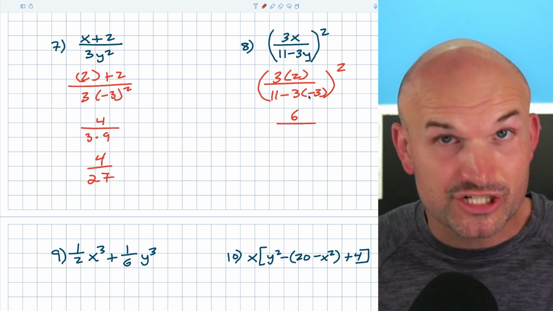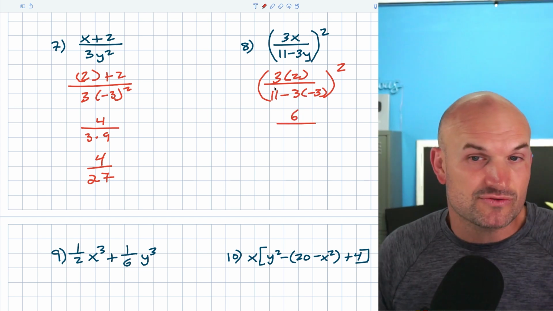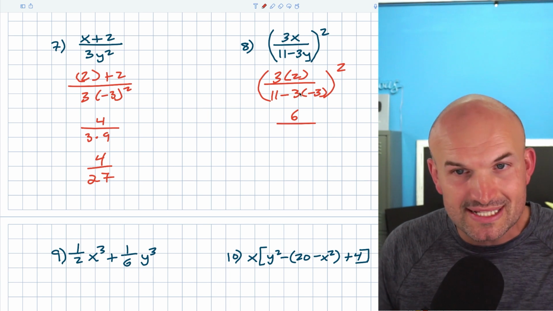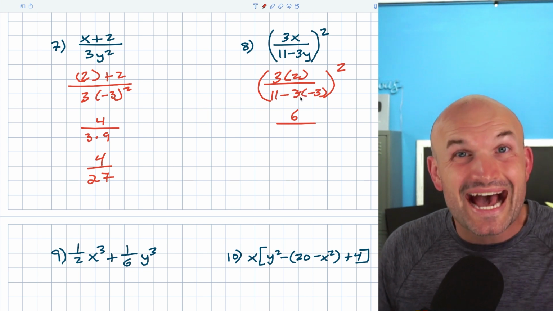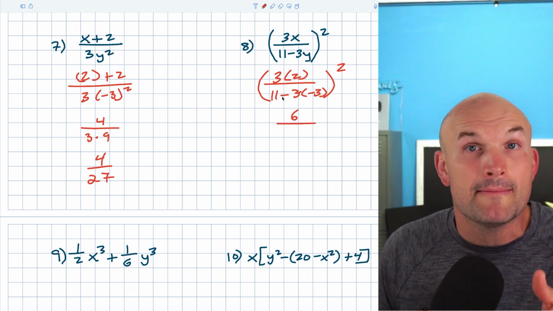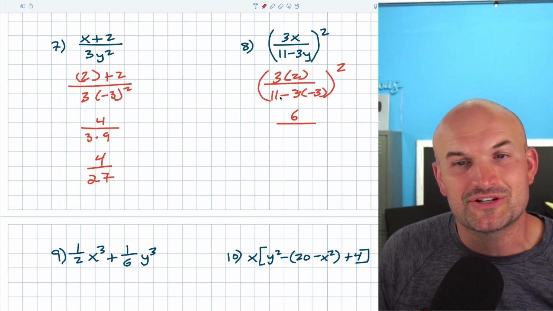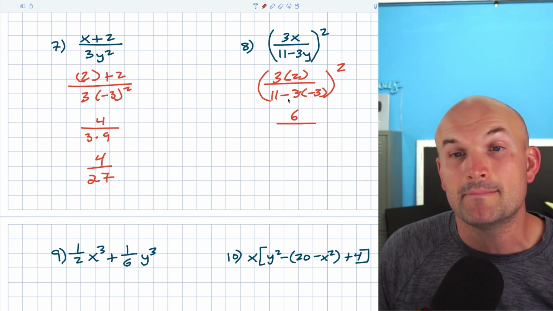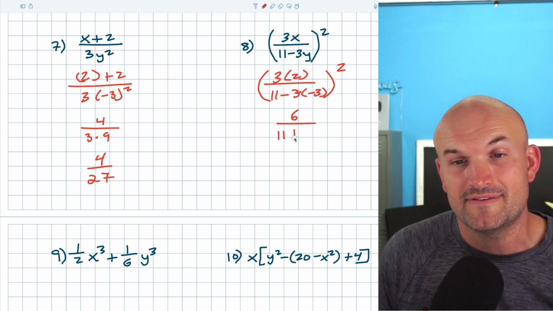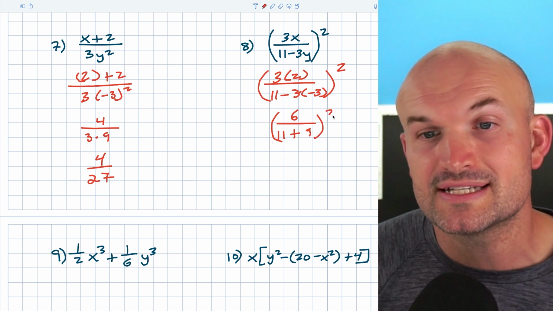And then over here, make sure we follow multiplication, right? So again, it's really important that we recognize there's parentheses going on here. This is a -3 times a -3, or 11 minus a +3 times a -3. Whatever you want to look at it, what you're going to have is 11 plus 9. So this is going to be 11 plus 9. And again, don't forget, this is still being squared.